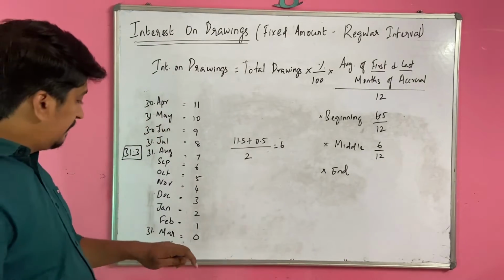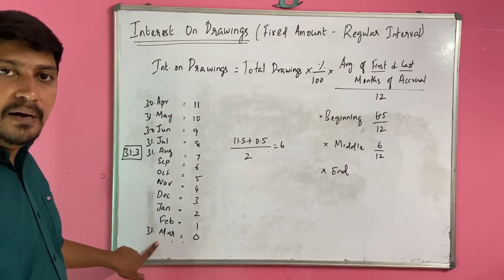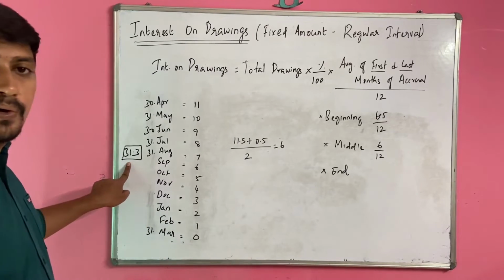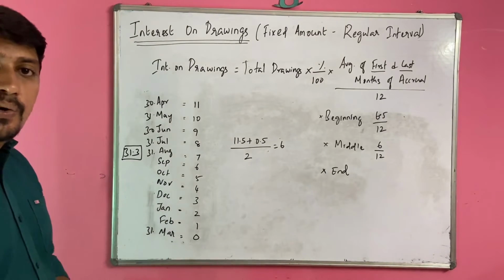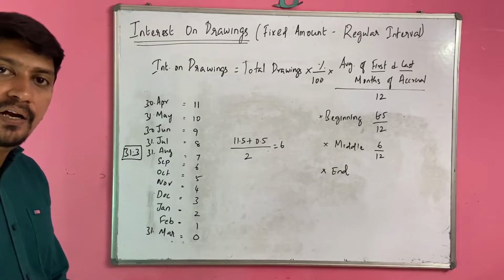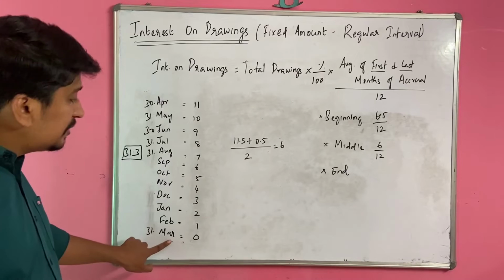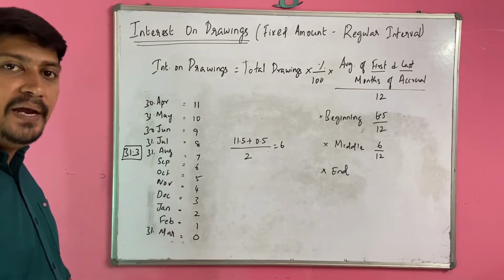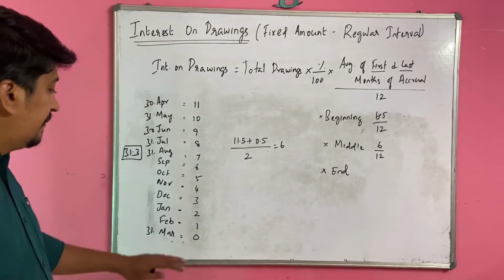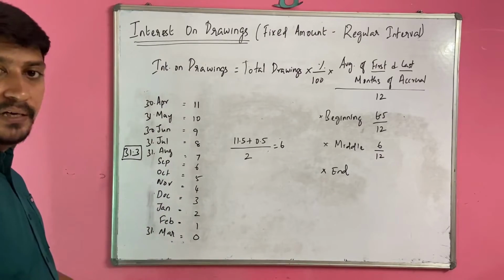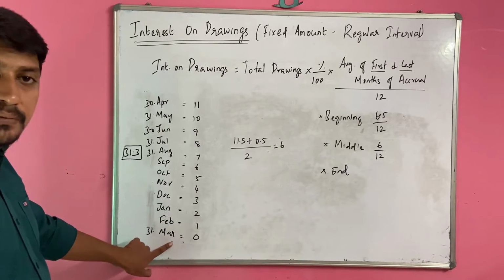That is because he took on 31st March. Books are also closed on 31st March. So there is no interest for the amount taken today. Today we are calculating interest and today only he took that amount. So for the same date there is no interest. So for this accounting period, for the amount drawn on 31st March, no interest.